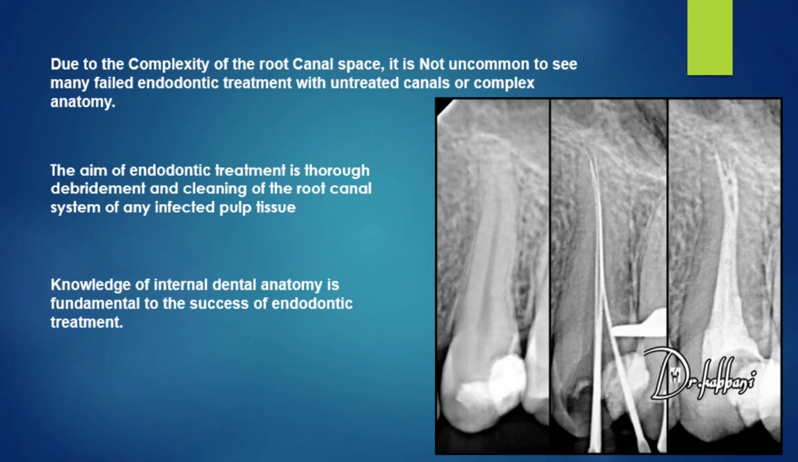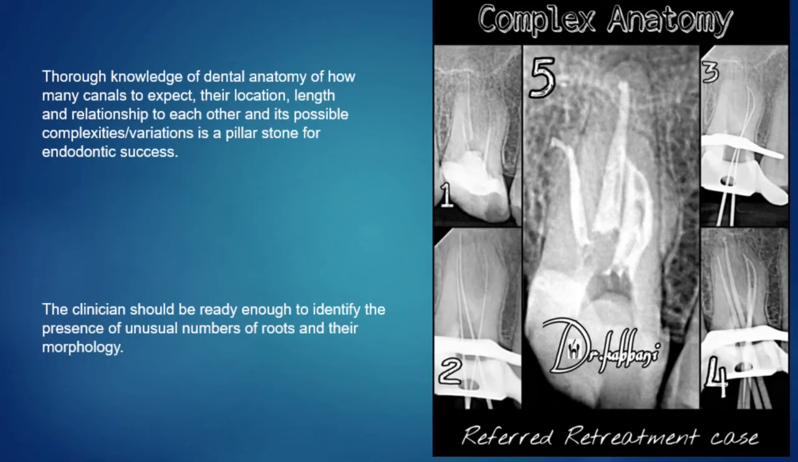So it's very important to have knowledge about teeth anatomy, root canal configuration, and possible variation before starting the root canal treatment. So thorough knowledge of dental anatomy, of how many canals to expect, their location, length, and relationships to each other, and its possible complexities and variation, is very important to have a successful root canal treatment.